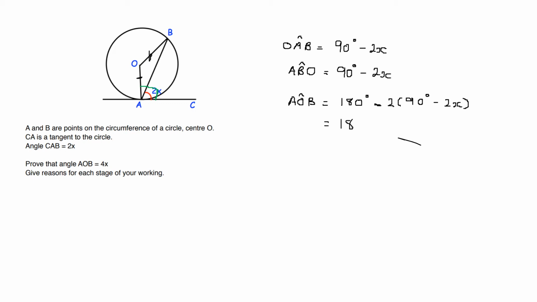So that will give me 180 degrees minus 180 degrees, and then negative 2 multiplied by negative 2x will give me plus 4x. And if I simplify that, I will get 4x. So I've shown that angle AOB is equal to 4x as required.